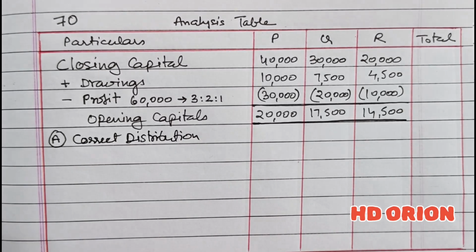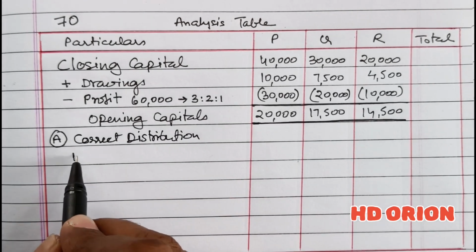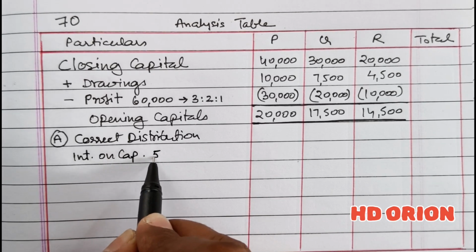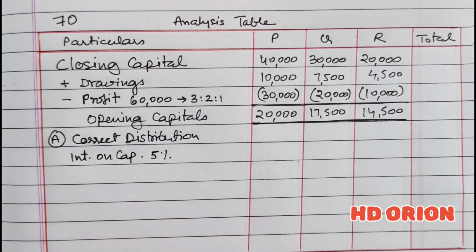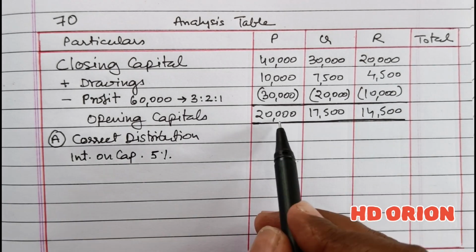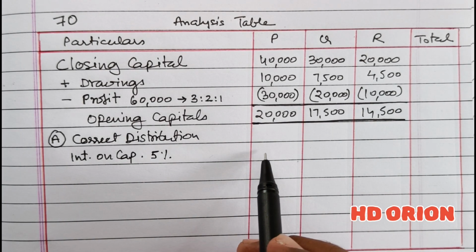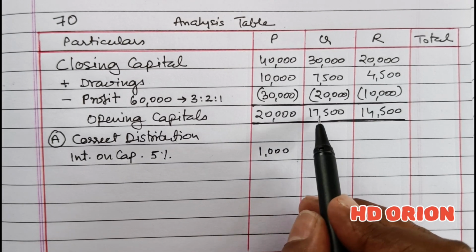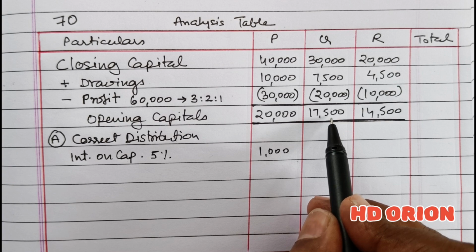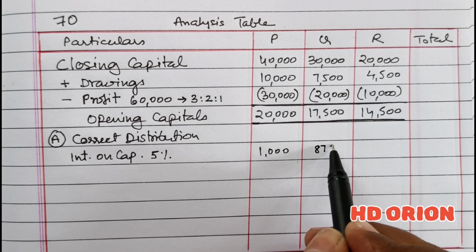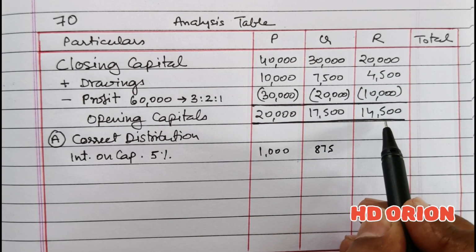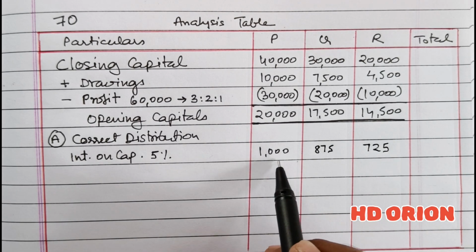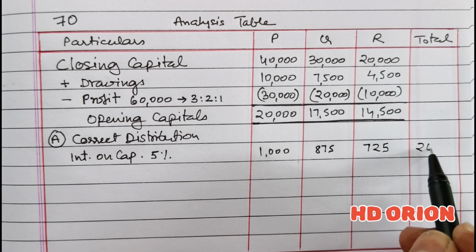Out of the total net profit, interest on capitals at the rate of 5% was supposed to be provided. So this is the opening capital. On this 5%, 1,000 rupees for partner Q, 5% of 17,500 is rupees 875, and 5% of 14,500 is rupees 725. So when you add this, you get rupees 2,600.